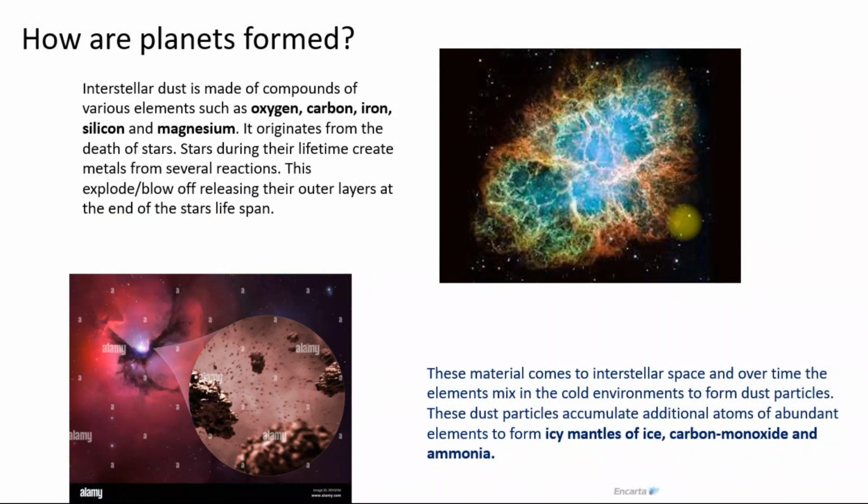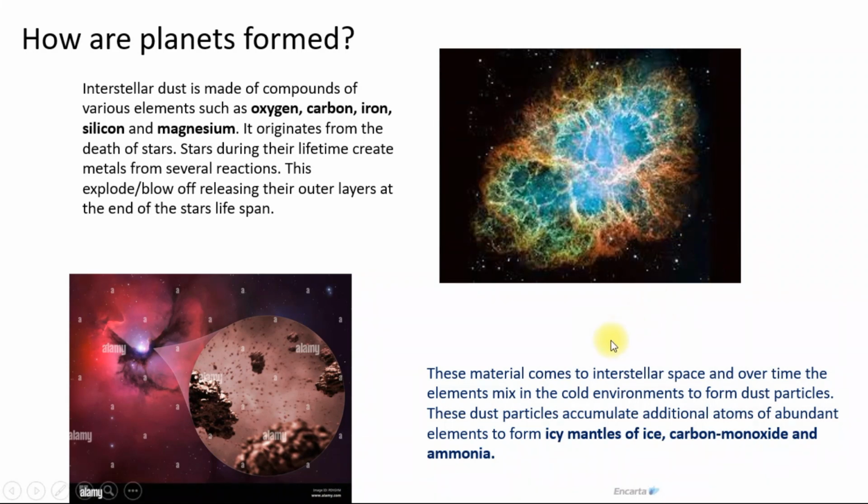How are planets formed? Interstellar dust is made up of compounds of various elements such as oxygen, carbon, iron, silicon, magnesium, and so on. It originates from the death of stars. Stars during their lifetime create metals from several reactions. These explode, as in the supernova, and release their outer layer at the end of the star's existence.